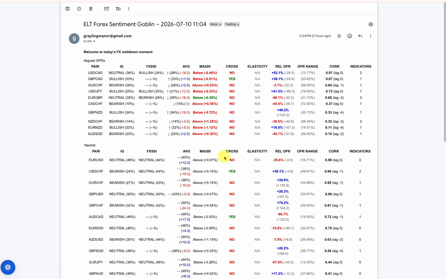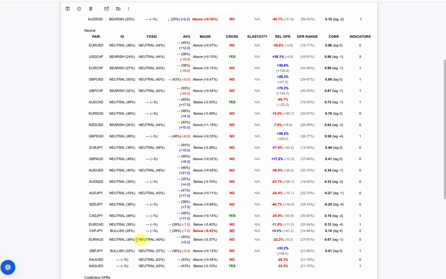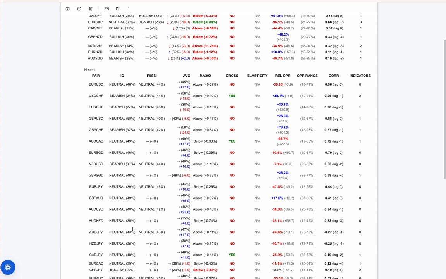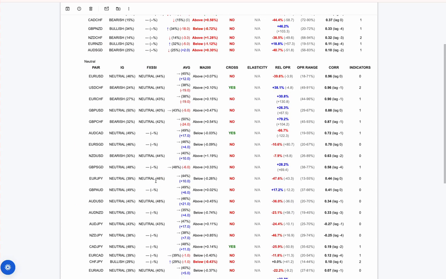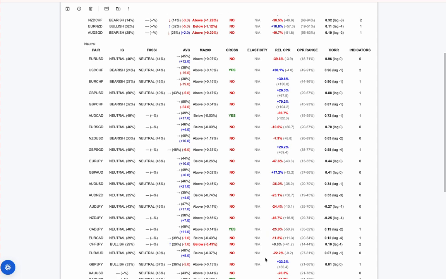I do want to change this slightly because it puts some of these pairs, so for instance Swiss yen, which is bullish IG, but there are no numbers on FXSI. So technically speaking, that one should be in the top box. But when I get around to it, I'll speak to them about it, and we can update it.